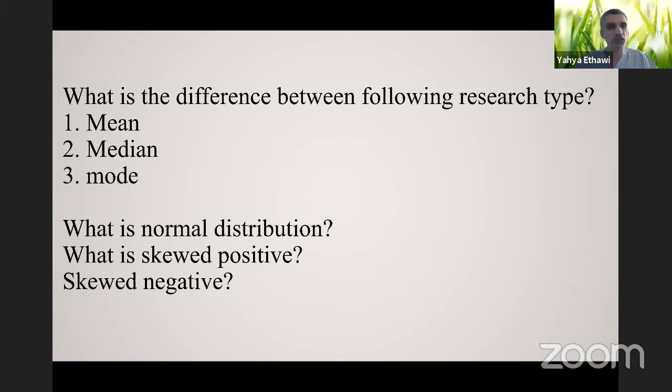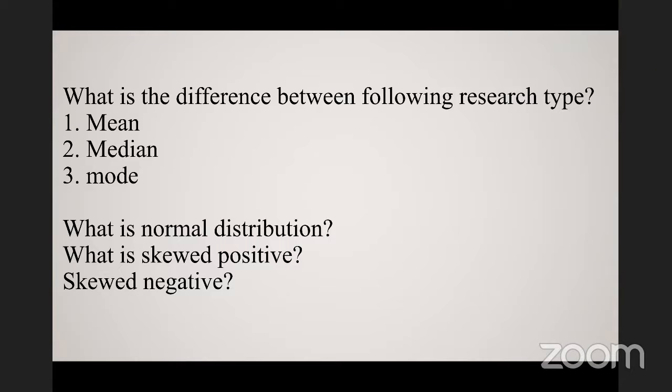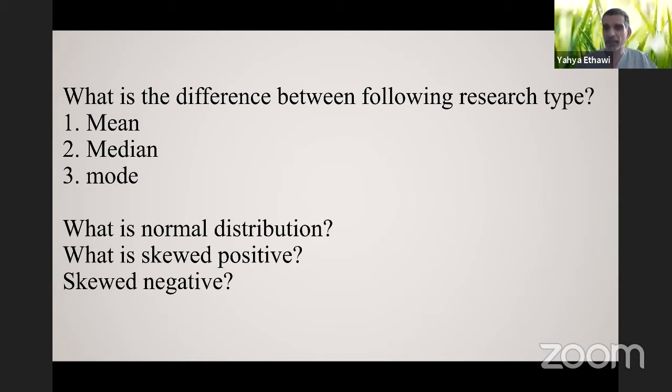If we have 11, 11, 10, 10, and 9, 9, 9. So what is the mode here? It is 9. What is the median? It is 10. The mean is you sum all and you divide it by the number, you get the mean. Okay. So what is normal distribution?